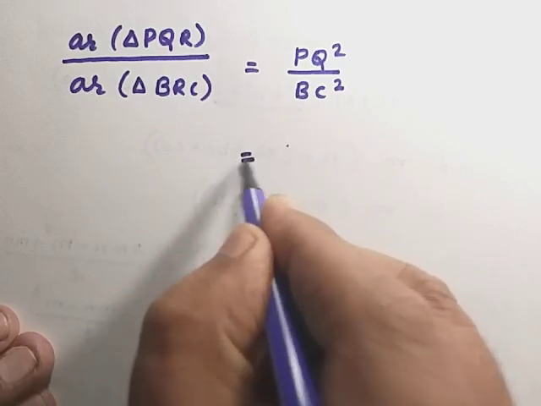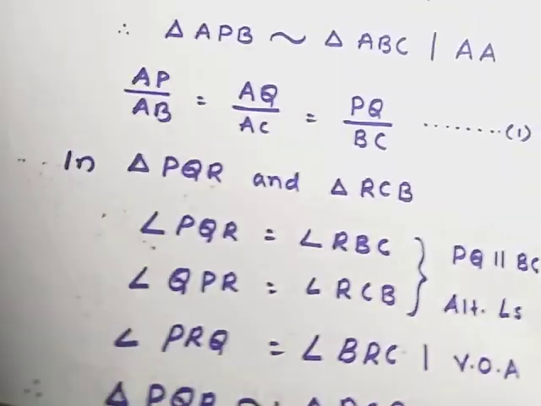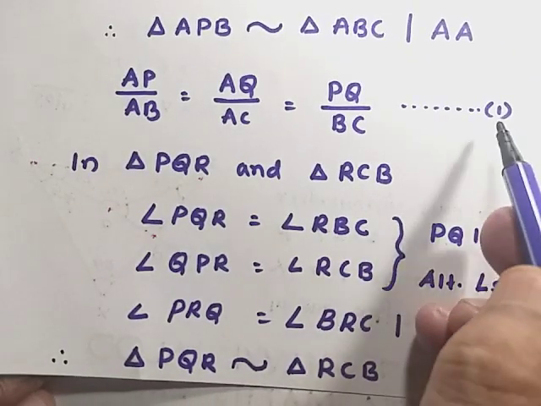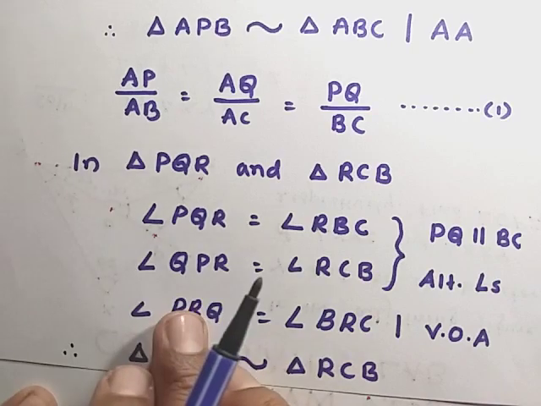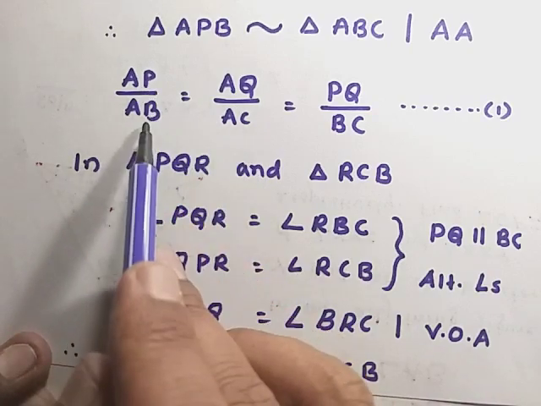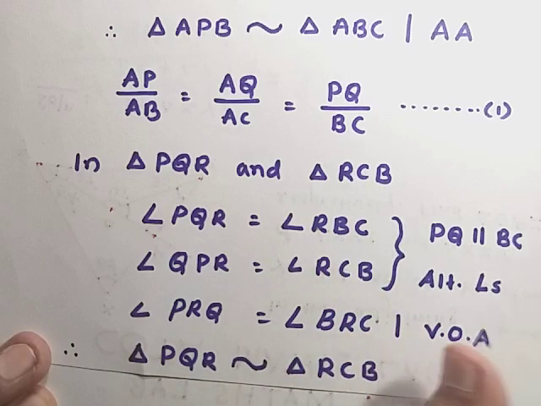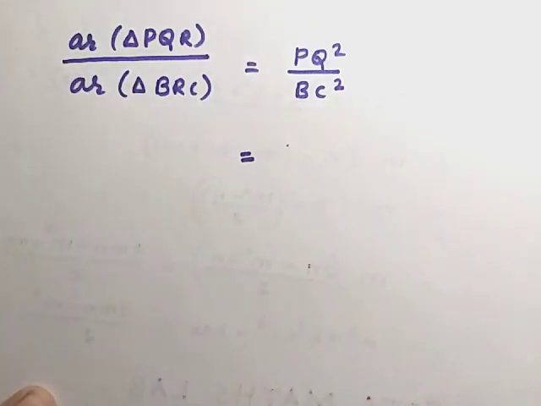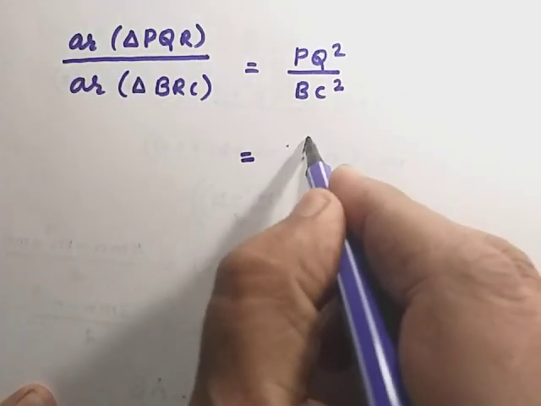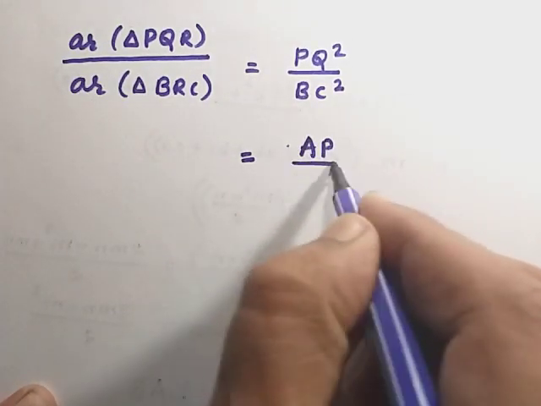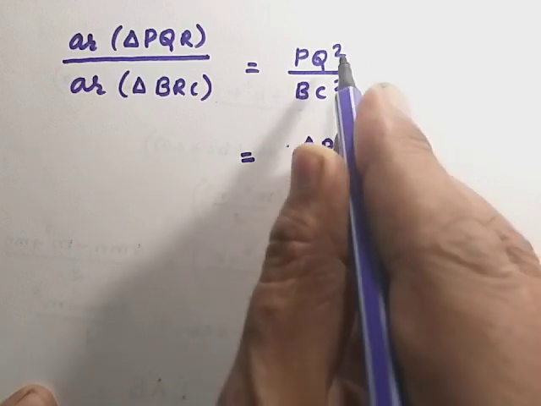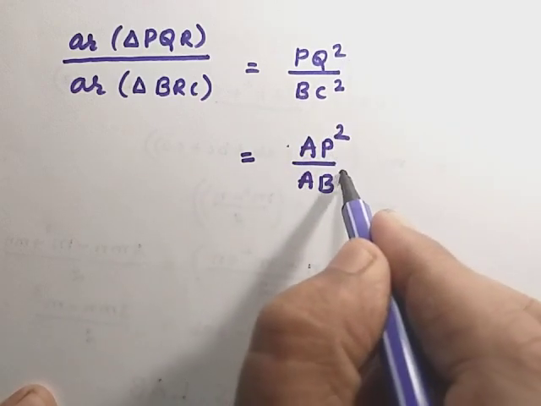But from equation 1, going back to the previous page, AP divided by AB is equal to PQ divided by BC. That we will use. PQ divided by BC is equal to AP divided by AB. Since it is squared, we will write AP squared and AB squared.